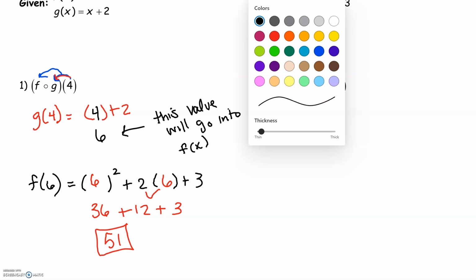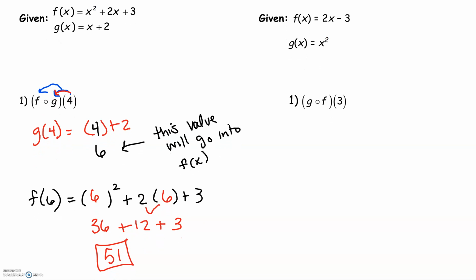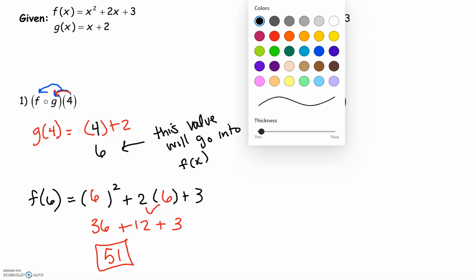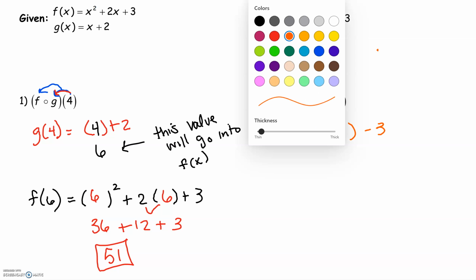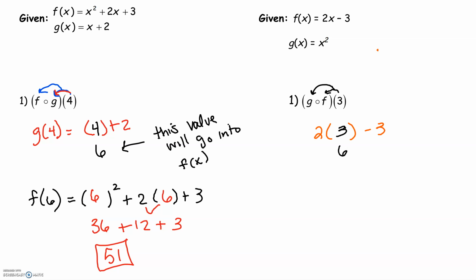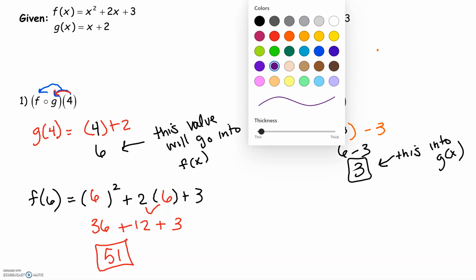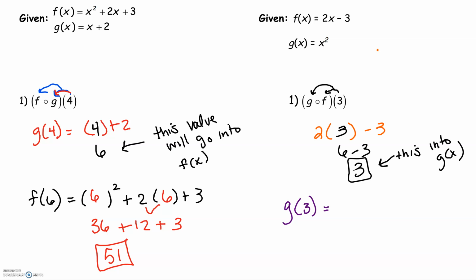All right, so if you want to try this next one on your own, go for it. You're going to plug 3 into F and then that answer into G, whatever you get as a result. So plug in for F, plug your 3 in. So 6 minus 3 is 3. We're going to plug this into G of x. So you should have G of 3, and that is going to be 3 squared, which is 9.